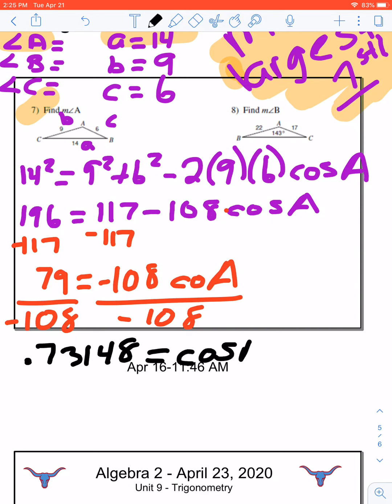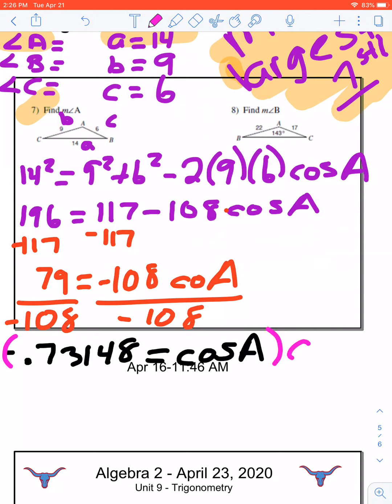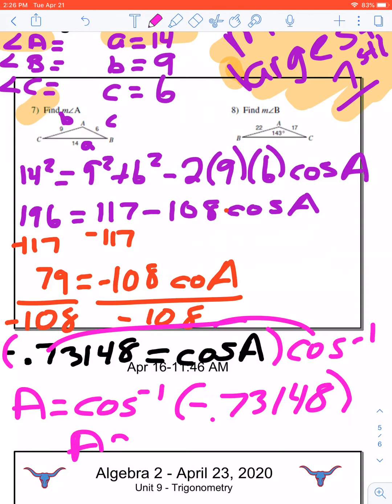So I'm left with this. And that's going to, of course, be negative. So I did about 5 numbers after the decimal, if you do 4, but really try to avoid doing 1. Now I want to get rid of cosine, so I can't divide by cosine, that's not a thing. So what I'm going to do is multiply everything by the cosine inverse. We've done this a lot, and so we end up with A equals the cosine inverse of negative 0.73148. Again, the more answers you get, the more exact your answer will be, or close to it.